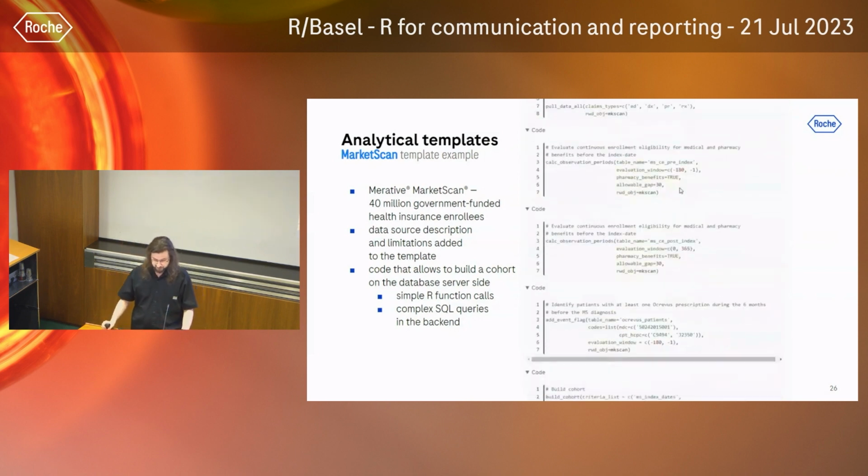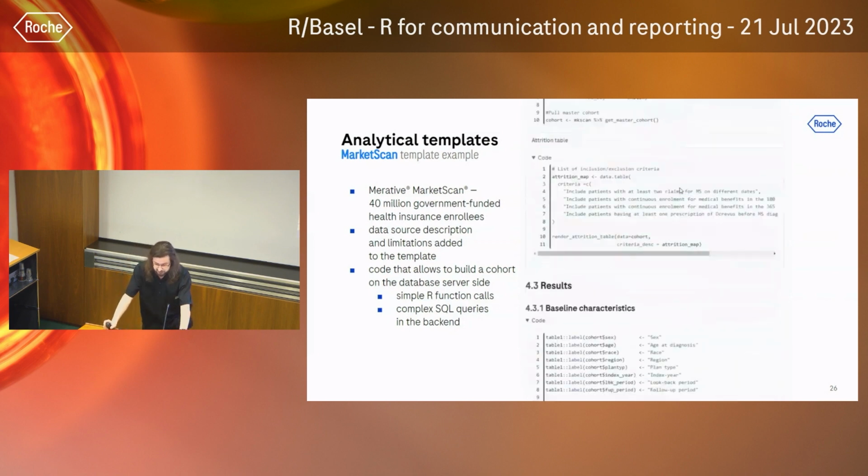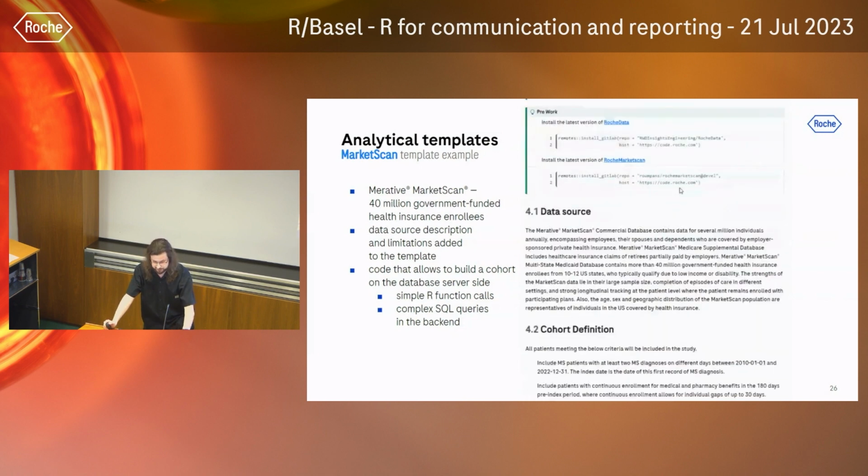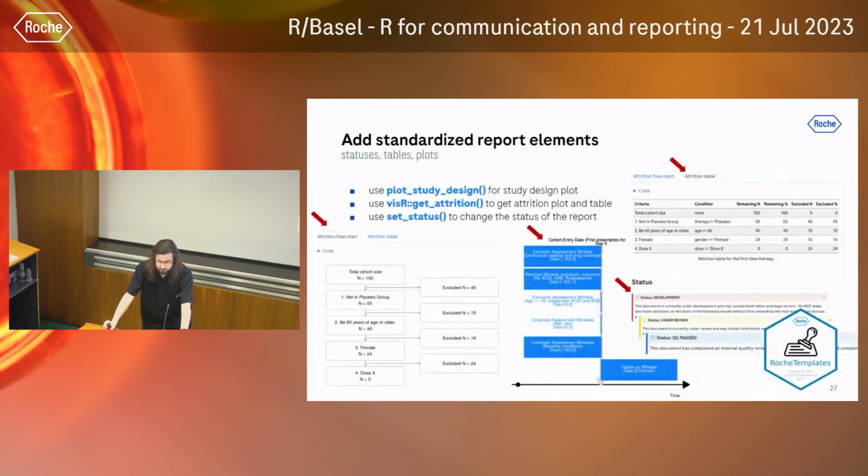Each database-specific template has also predefined description of the data source and its limitations, so that could be easily reused in the new studies. If you want to add some standardized elements to the report, like plots or tables, that is also very easy. Roche templates has built-in functions to create study design plots or programmatically change the status report. The attrition flowcharts and tables can be easily added with the use of some external R packages, which code could be also suggested in the templates.